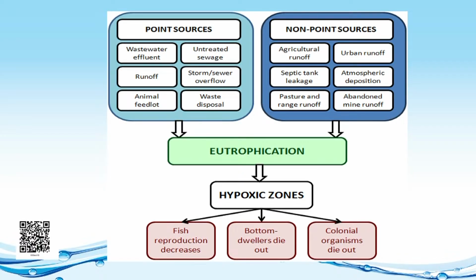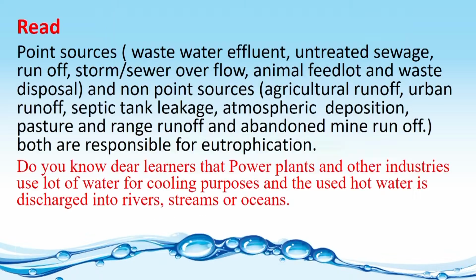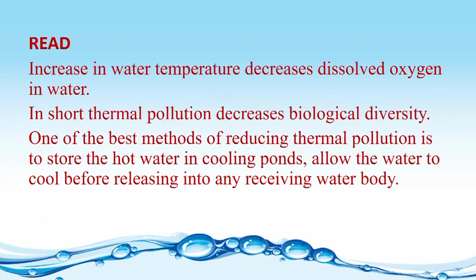Dear learners, power plants and other industries discharge hot water into rivers, streams or oceans. This is known as water thermal pollution. Aquatic organisms are adapted to a unique temperature range. So, an increase in water temperature decreases dissolved oxygen in water, and in short we can say thermal pollution decreases biodiversity. Water should be cooled before releasing into any receiving water body.